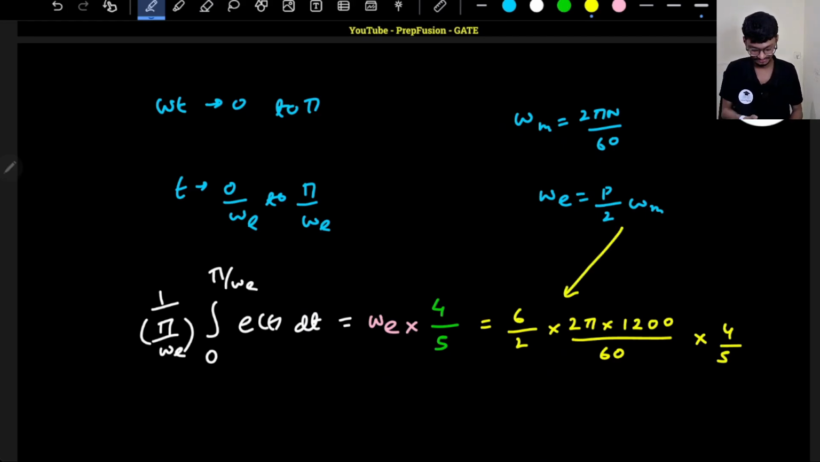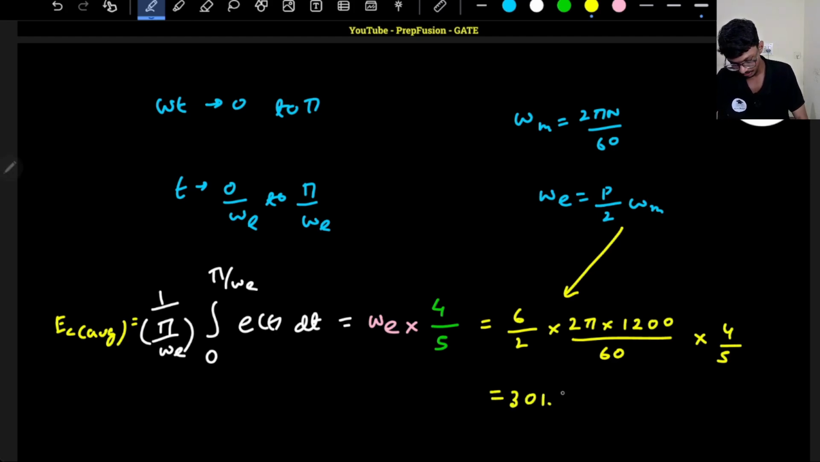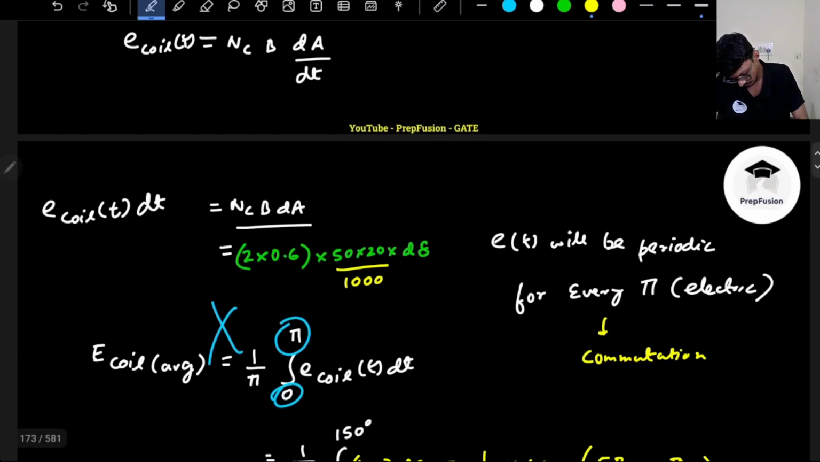So now everything is perfect. This is only the coil average voltage, right? Only the coil average voltage. I have yet to write the overall average voltage, right? Okay, so the coil average voltage I will write down. So this will be 3 into 2 into pi into 1200 divided by 60 into 4 divided by 5. So 301.6 volts.